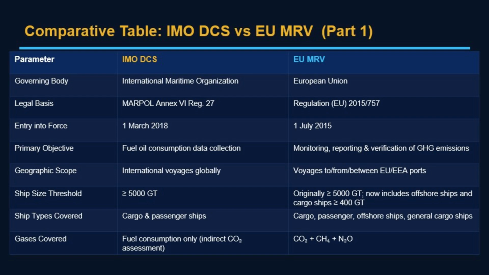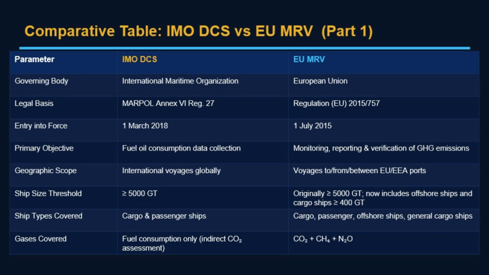EU MRV focuses on monitoring, reporting, and verifying greenhouse gas emissions at ship level. Looking at geographical scope, IMO DCS covers international voyages globally. EU MRV covers voyages to, from, and between EU or EEA ports. Regarding ship size, IMO DCS applies to ships of 5,000 GT and above. EU MRV originally applied to ships of 5,000 GT and above, but recent amendments have expanded coverage to additional vessel categories, including certain ships from 400 GT.